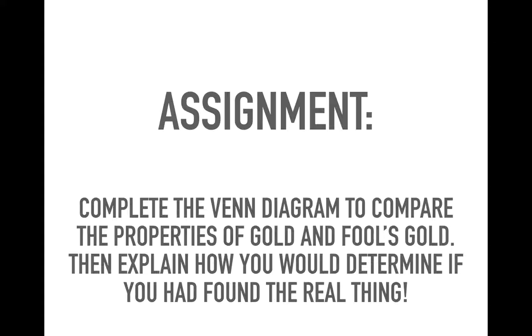Hopefully this lesson helped you learn the difference between a chemical and physical property and be able to list examples of both chemical and physical properties. Your task is to complete the Venn diagram to compare the properties of gold and fool's gold and explain how you would determine if you had found the real thing.